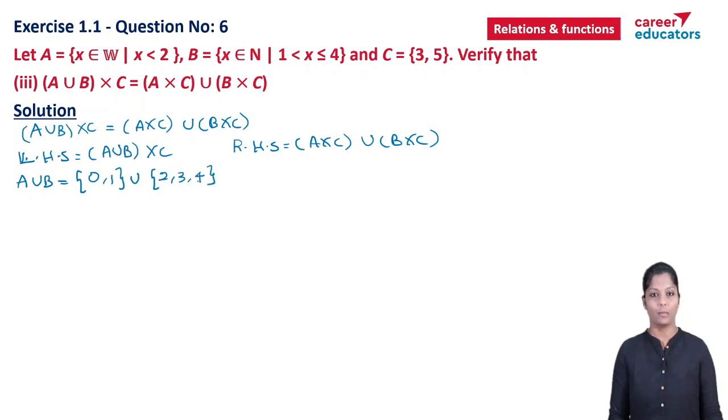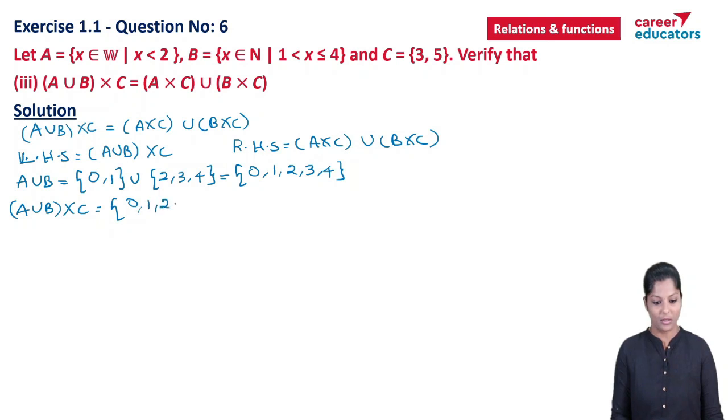To find A union B, we have to combine all the elements of A and B without repetition. If we combine, we will get 0, 1, 2, 3, 4. Next, we have to find A union B cross C. Write all the elements of A union B: 0, 1, 2, 3, 4, cross, write all the elements of C: 3, 5. To find A union B cross C, we have to pair each element of A union B and each element of C.